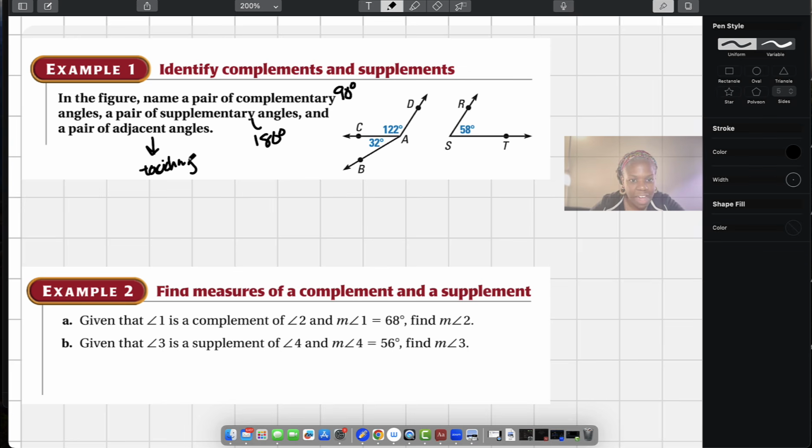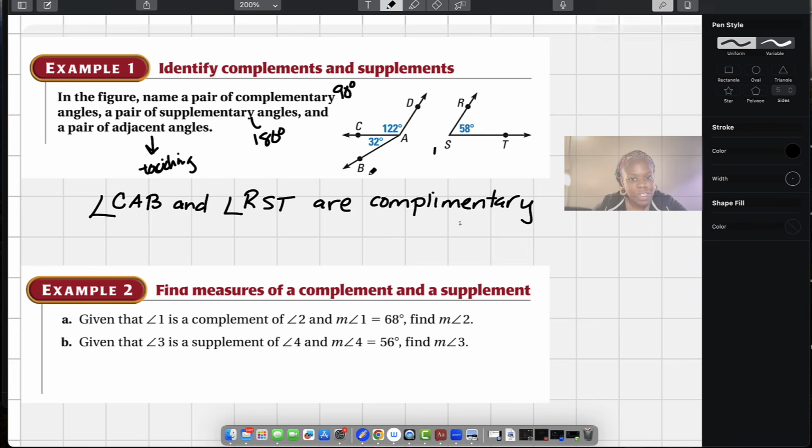Okay, so now that I've got that out of the way, in order to have a 90-degree angle, I know that the angles must add up to 90 degrees. And 122 is way too big to add up to 90 degrees with anything. So I'm going to look at these two. Since 32 plus 58 do add up to 90 degrees, right? Then I can say that this angle is complementary to this angle. So I'll write that out. Angle CAB and angle RST, those angles are complementary.